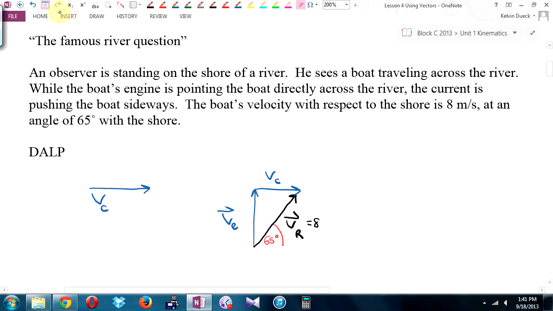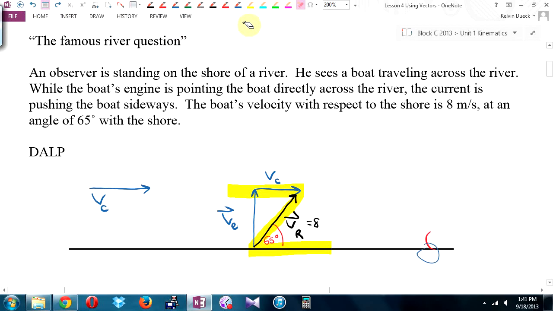Oh, don't want to erase that, Mr. Dueck. See that 65? That there is 65. Mr. Dueck! Yes, Elijah. Look, I knew that this forms a right angle, and I just went 90 minus 65, and I said, hey, that's 25. And I'm totally fine with that.